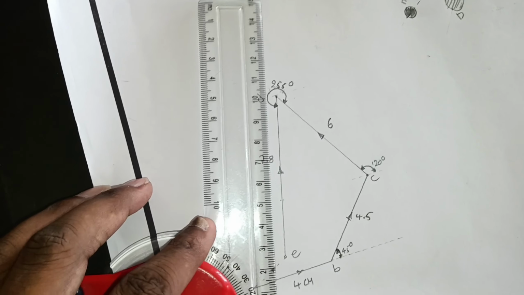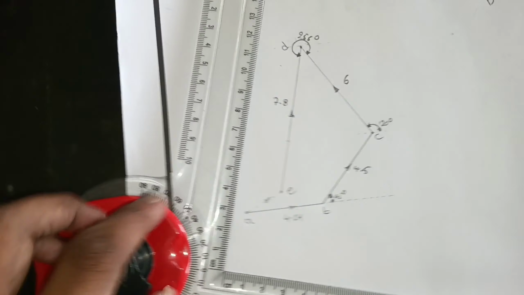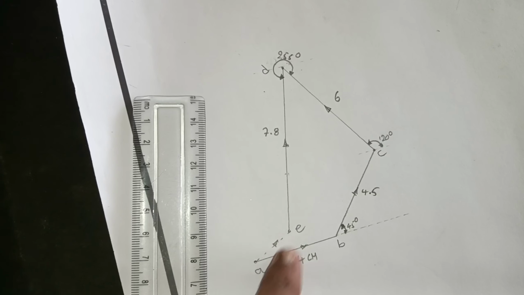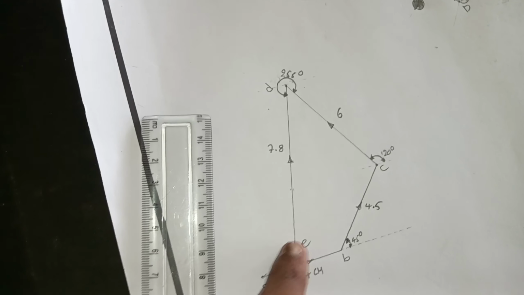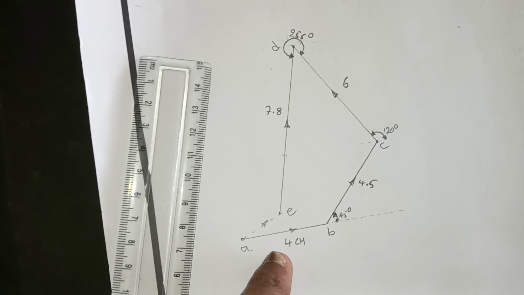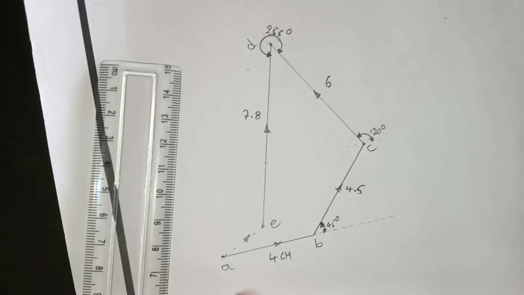What is that length? That is 7.8 centimeters. Now the last points E and A should be joined, to find out the AE, that is the balanced couple. So balanced force, that is AE.